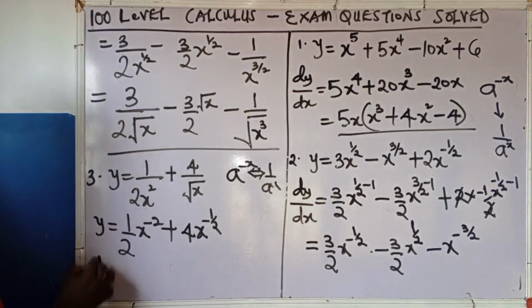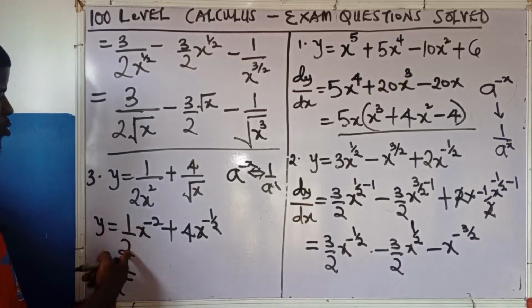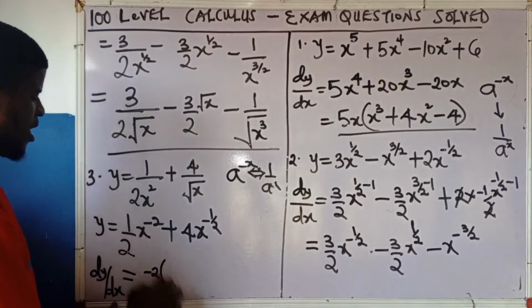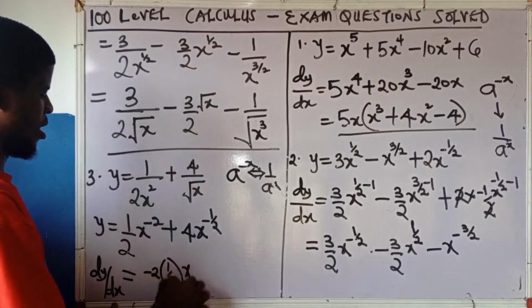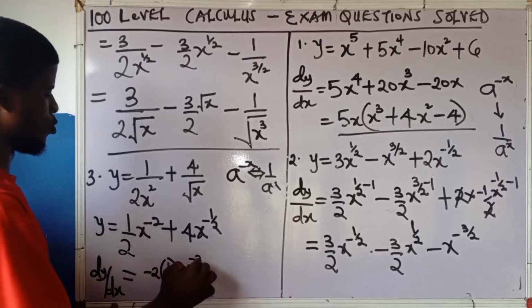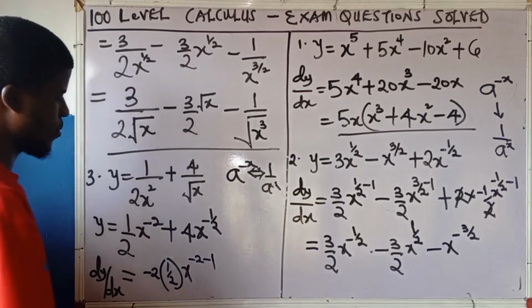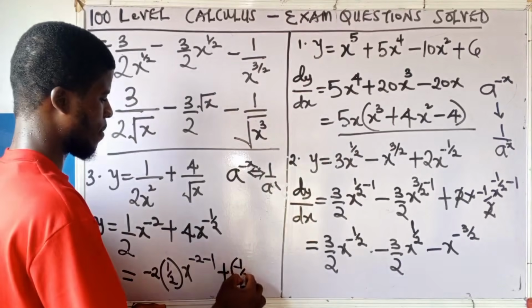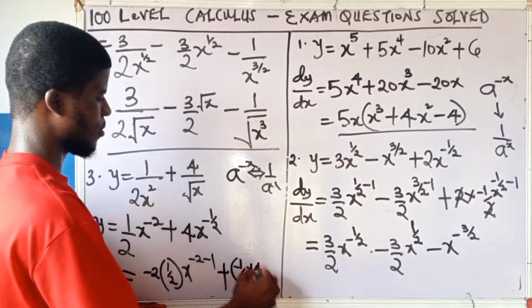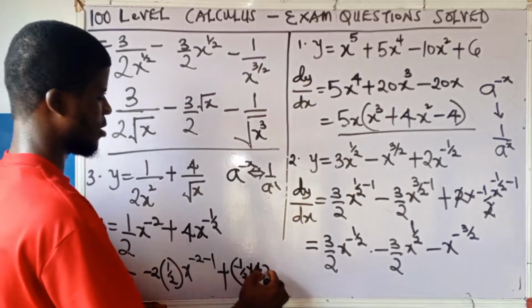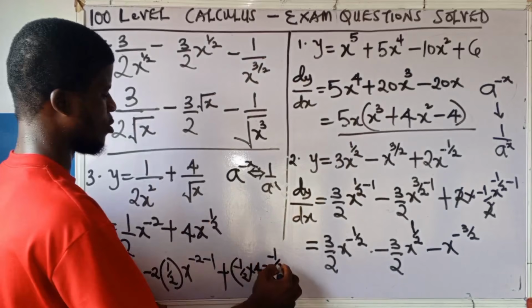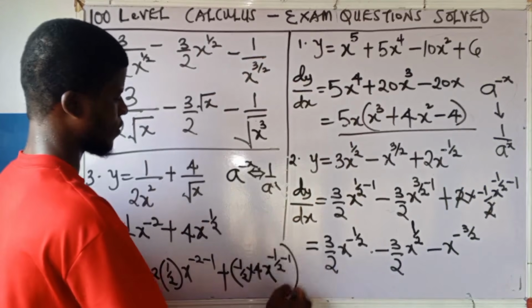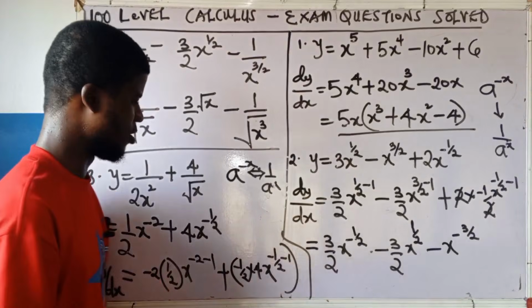From here I can differentiate. The dy dx is this: 1 over 2 times minus 2, which is minus 2 times 1 over 2, times the x raised to the power minus 2 minus 1. Then I have my plus. This is minus 1 over 2. It's going to multiply the 4, multiplying the x raised to the power of minus 1 over 2, take away 1. So let's finish this now.